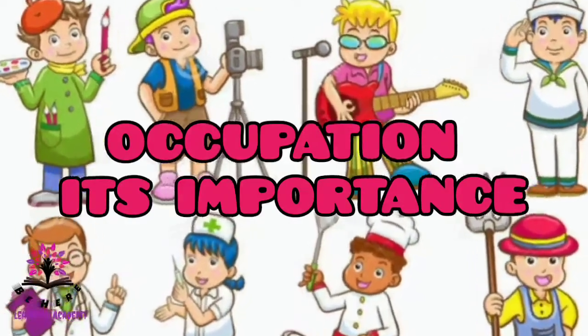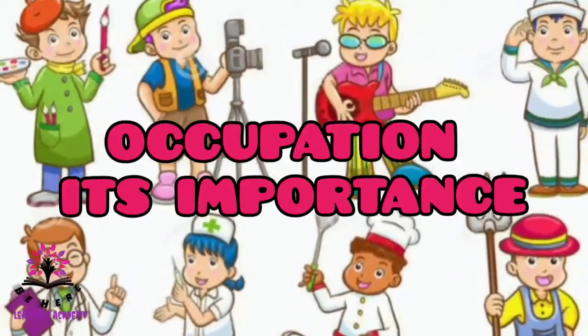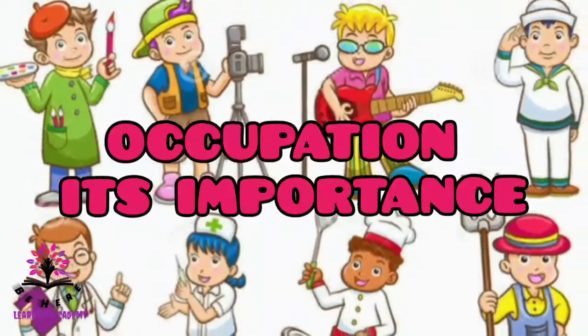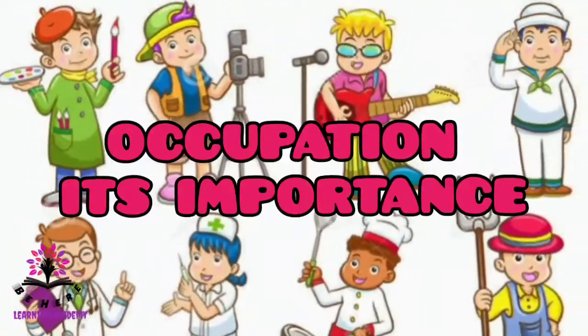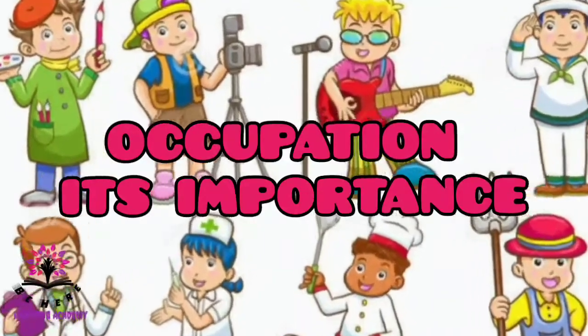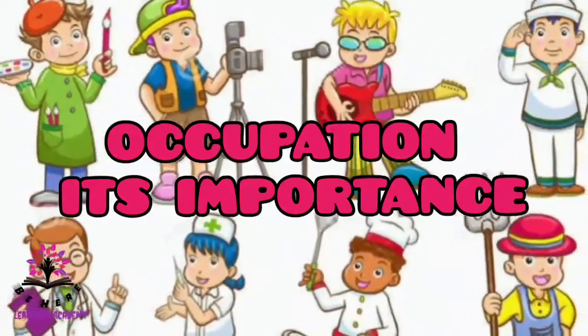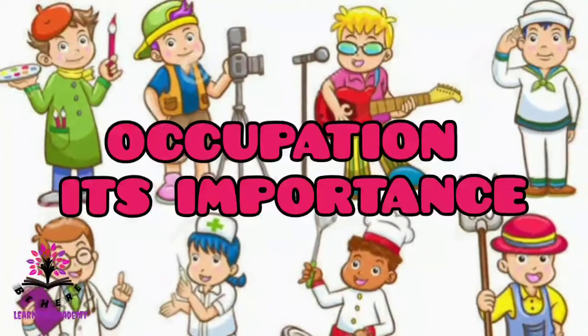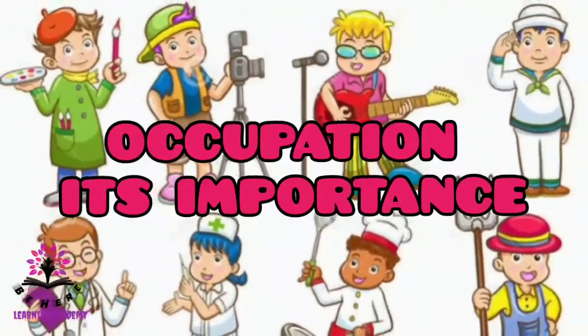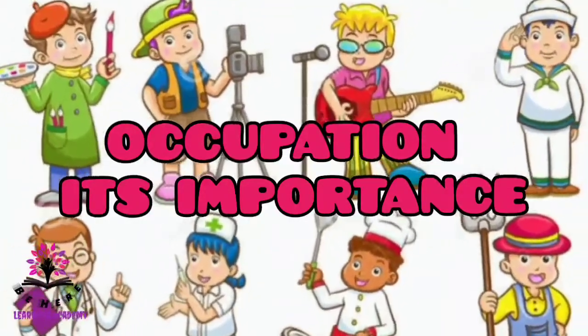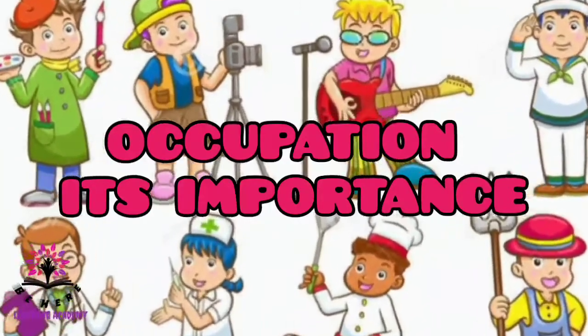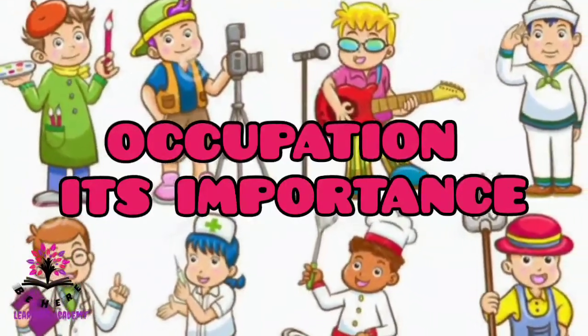Hello students, today we are going to study a new chapter, Occupation, Its Importance. Lesson number 19 from your class 4 EVS textbook. In this chapter, you are going to study and recognize various artisans and the problems faced by working children. Let us begin.